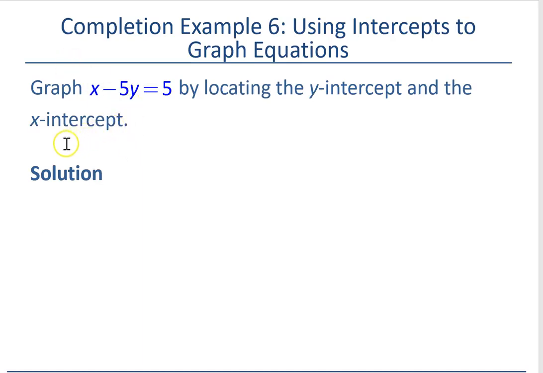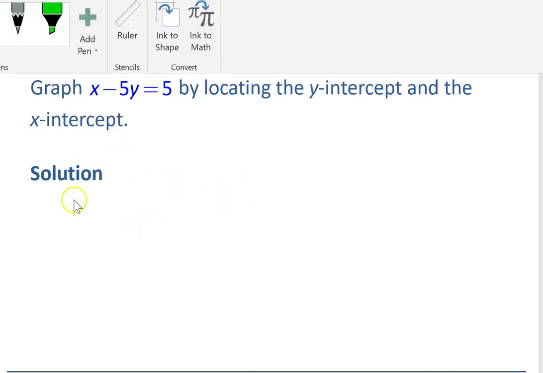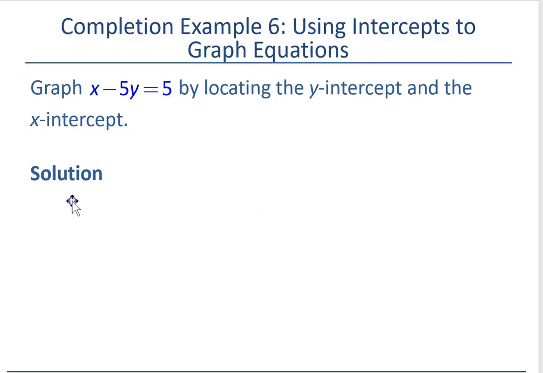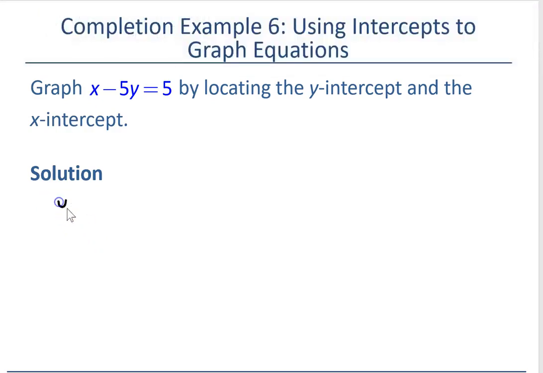Okay, graph x minus 5y equals 5 by locating the y-intercept and the x-intercept. Well, once again, remember, where does x equal 0? To locate the y-intercept, that's going to be where x equals 0.